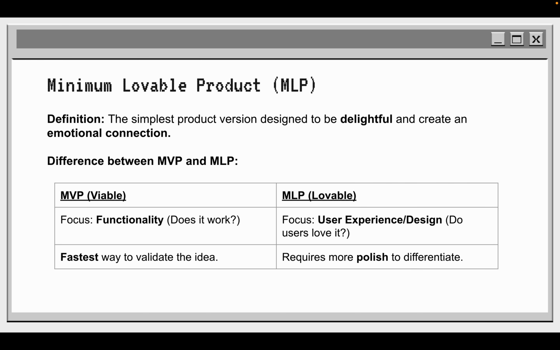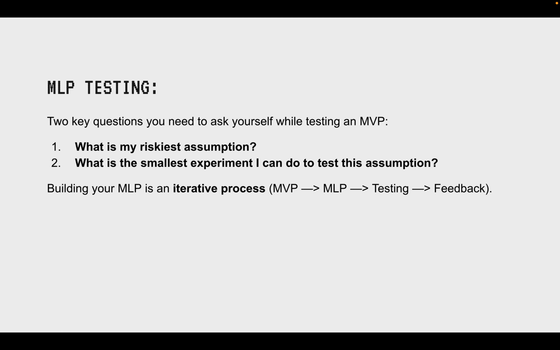Now next is minimal lovable product, MLP. This is the simplest product version designed to be delightful and create an emotional connection with our customers. So there is a difference between MVP and MLP. The MVP focuses mainly on the functionality, while the MLP focuses mainly on user experience and design to make it more attractive for the customers. MVP is the fastest way to validate the idea, while the MLP requires more polish to differentiate.